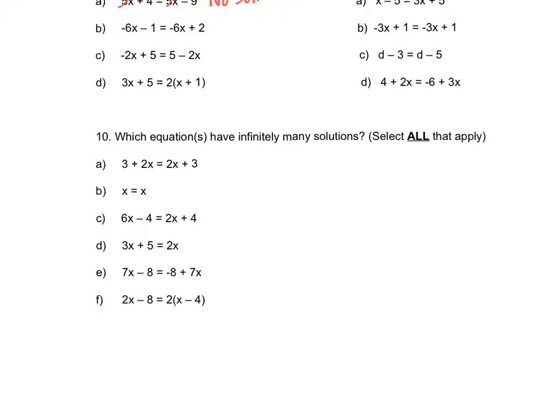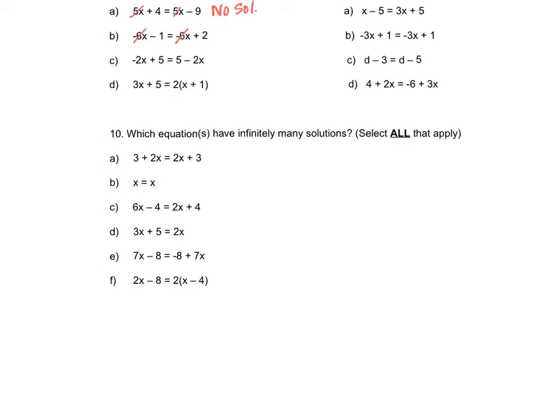Then I look at B part. B part has a negative 6 on the left and a negative 6x on the right. So I know those will cancel if I add 6x to both sides. That leaves me with a negative 1 on the left and a positive 2 on the right. Those are not equal, so that's no solution.